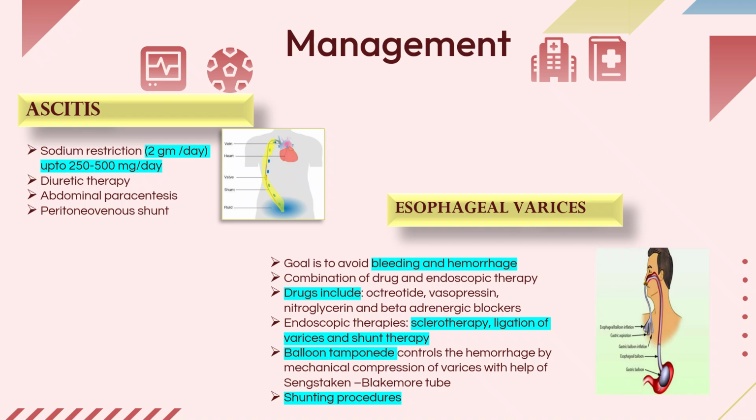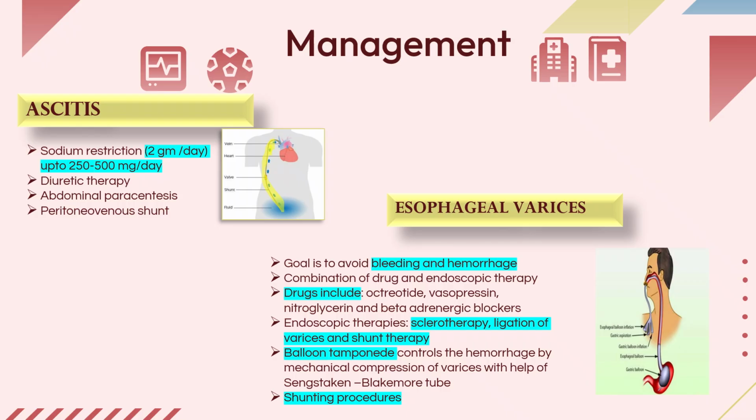Endoscopic therapies are your sclerotherapy, ligation of the varices, and the shunt therapy. We have also balloon tamponade, which controls the hemorrhage by mechanical compression of the varices with the help of a tube that you will hear as SB tube, that is Sengstaken-Blakemore tube. So whenever you hear a Sengstaken-Blakemore tube, it is nothing but liver cirrhosis.